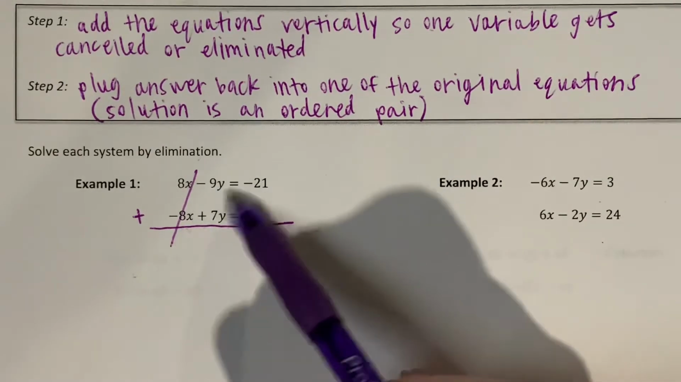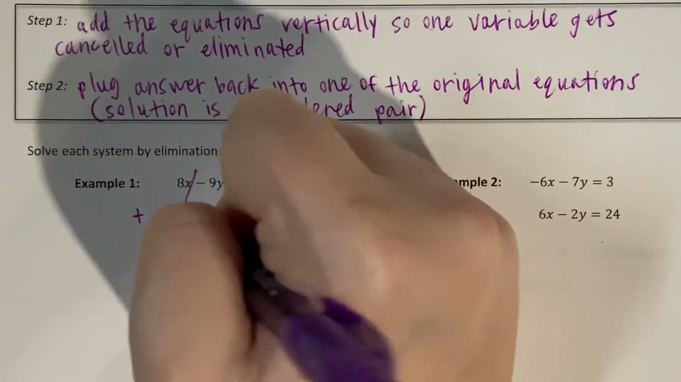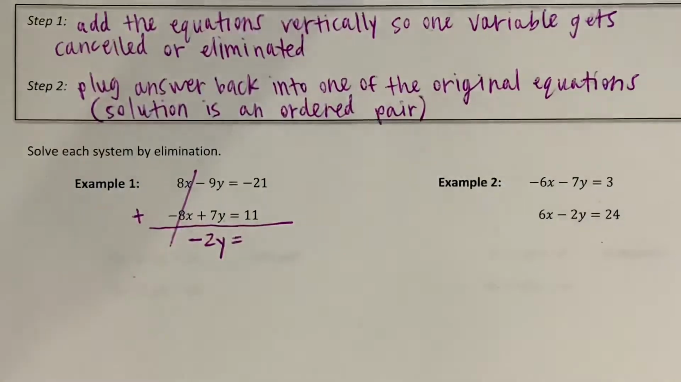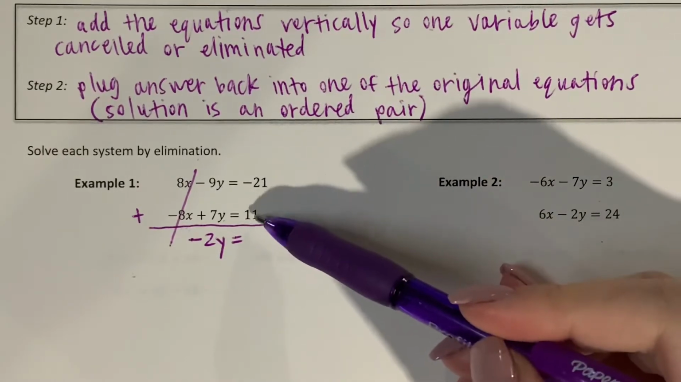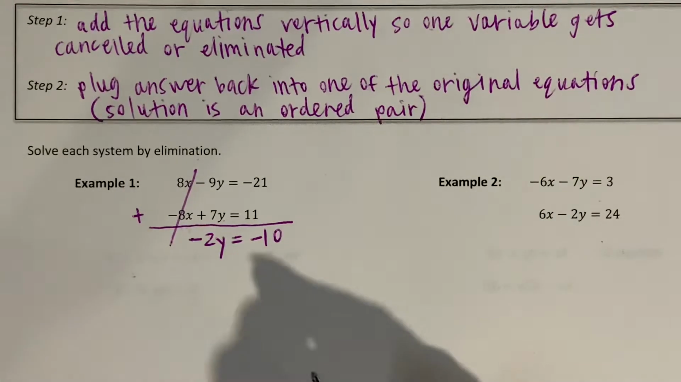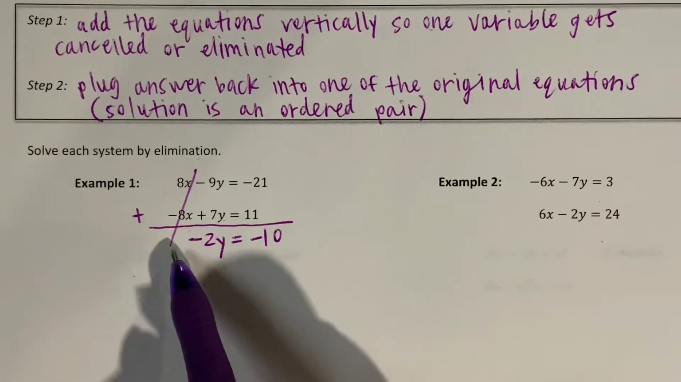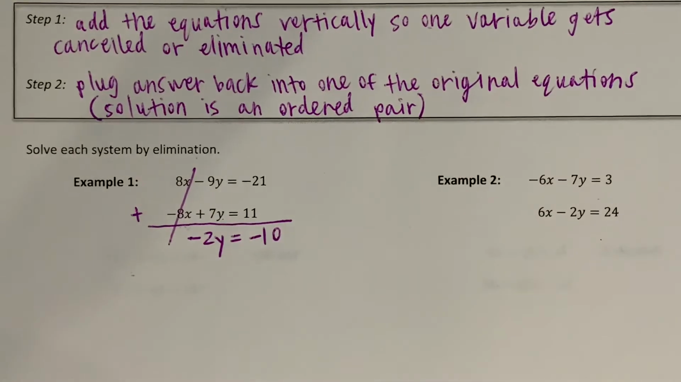Now let's add our y terms. Negative 9y plus 7y gives us negative 2y equal to, and now I need to add my constant terms. So negative 21 plus 11 gives me a negative 10. So notice we no longer have an x term because our x's got eliminated. They dropped out of the problem.